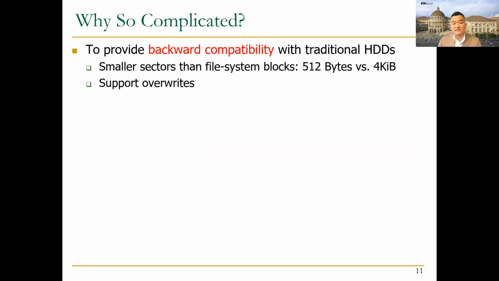So why is a modern SSD so complicated? It is because an SSD needs to provide the backward compatibility with traditional HDDs. An HDD is usually composed of a bunch of sectors that are smaller than file system blocks. For example, the basic sector size is 512 bytes, whereas the default block size of widely used file systems, such as ext4 in Linux systems or NTFS in Windows system, is only 4 kilobytes. And HDDs support overwrites, meaning that if you want to update the content of a sector, you can simply rewrite the sector with the new data.